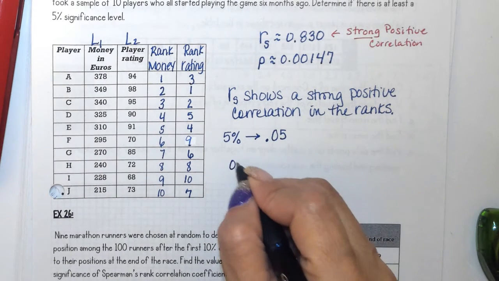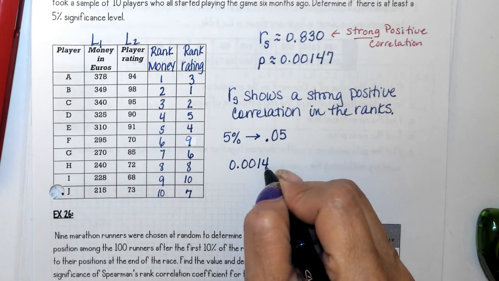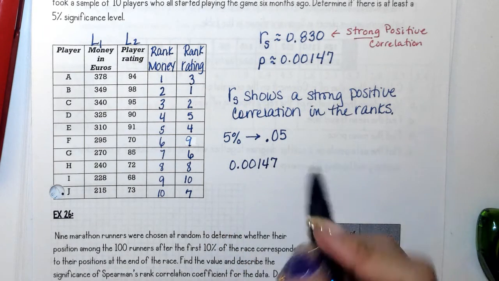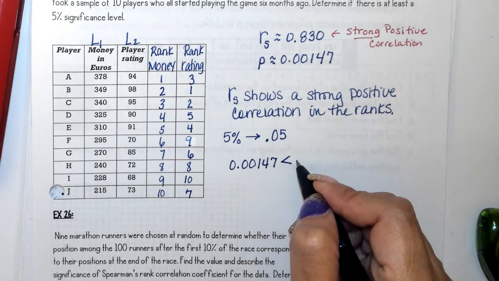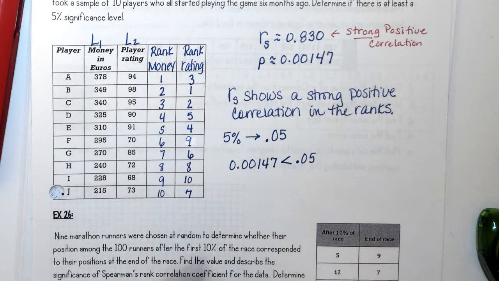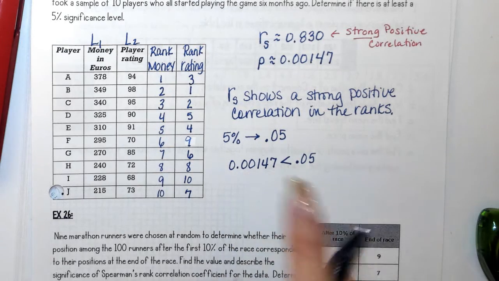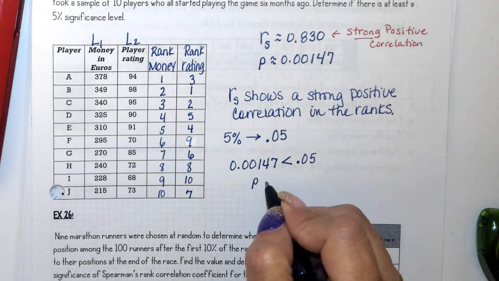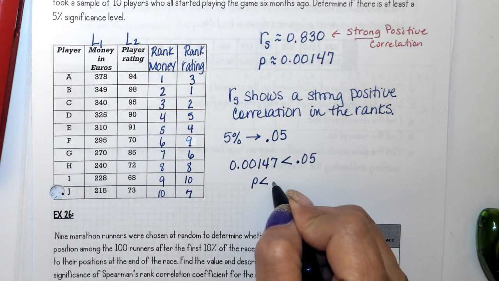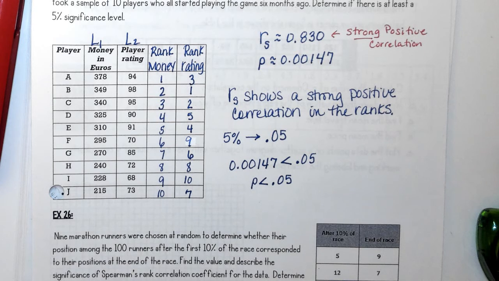P is 0.00147. That is less than 0.05. How we typically would write that, instead of writing this right here, I would just call that P. I've already said what P was. I would say P is less than 0.05. Would you agree with that?